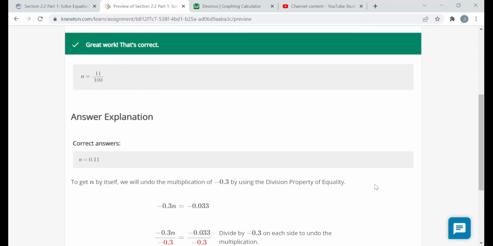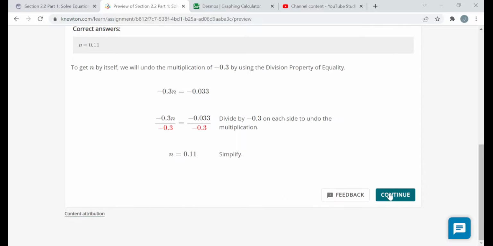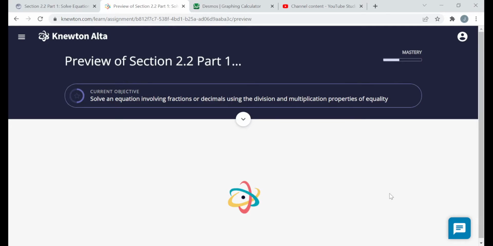So as long as your fraction's simplified though, right? 11 and 100 don't have a common factor, or you can write your final answer as a decimal, because I mean the original equation had decimals too. So either 11 hundredths or 0.11, same thing. Great.